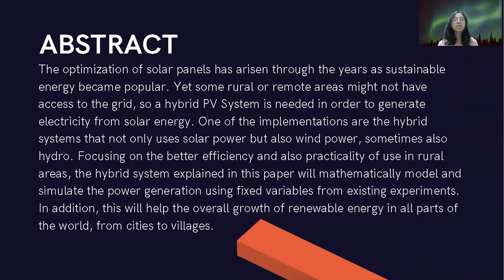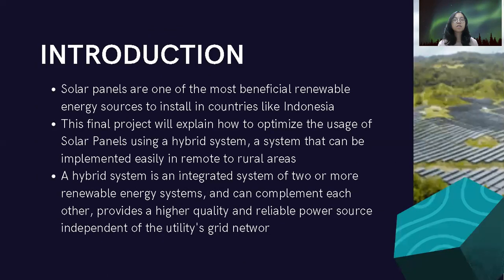One of the implementations are the hybrid systems that not only uses solar power, but also wind power, sometimes also hydro. Focusing on the better efficiency and also practicality of use in rural areas, the hybrid system explained in this paper will mathematically model and simulate the power generation using fixed variables from existing experiments. In addition, this will help the overall growth of renewable energy in all parts of the world, from cities to villages.